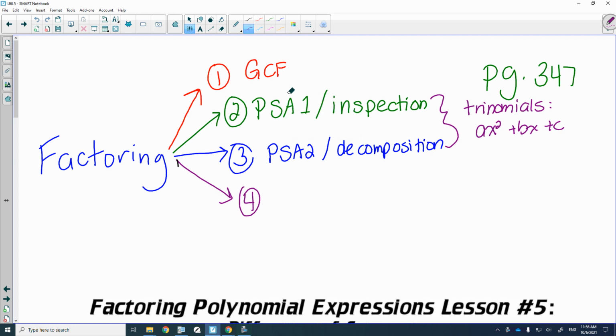Okay, so what we're going to be working through is lesson 5. I teach this method of factoring last. This is the quickest method of factoring I find. You could write this at the top of your page or not. I'll just basically go through it.